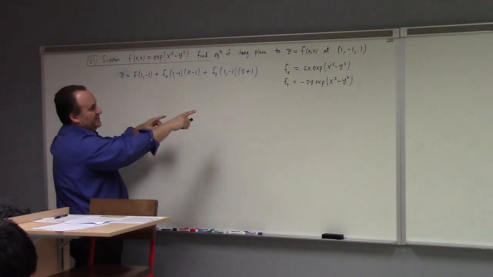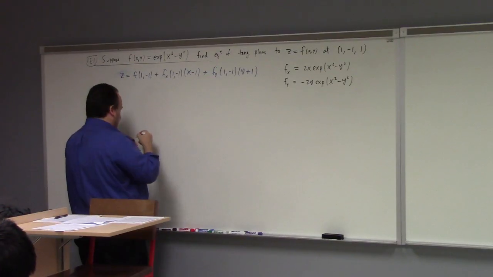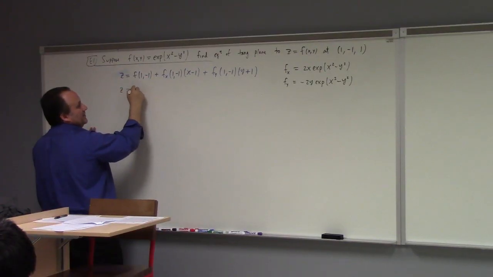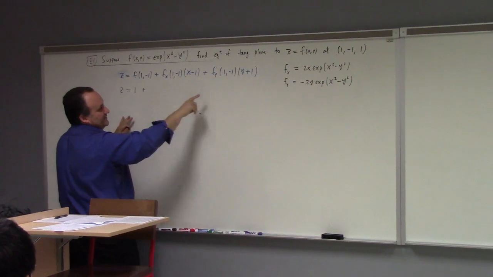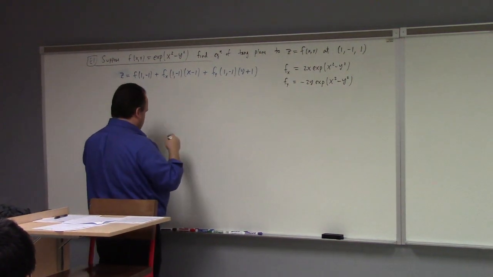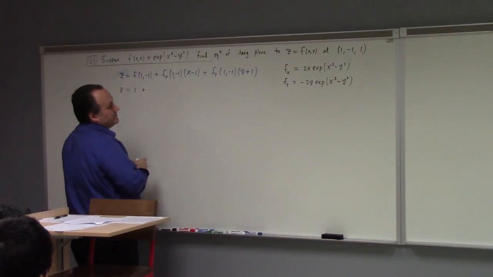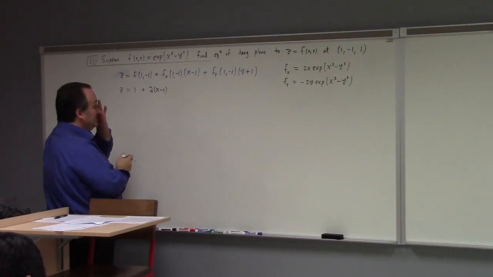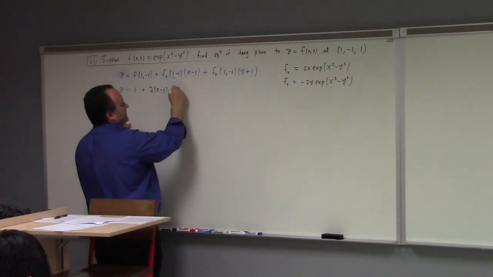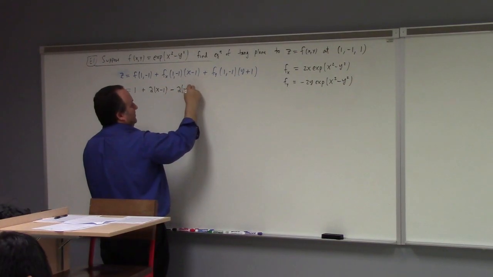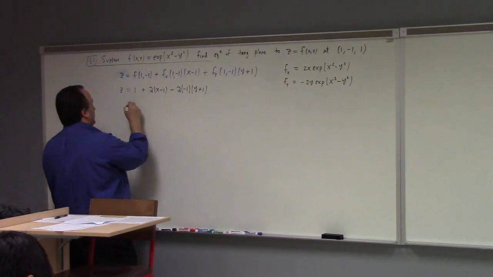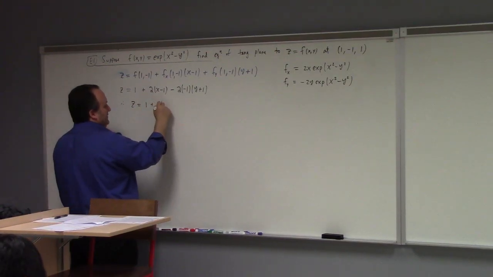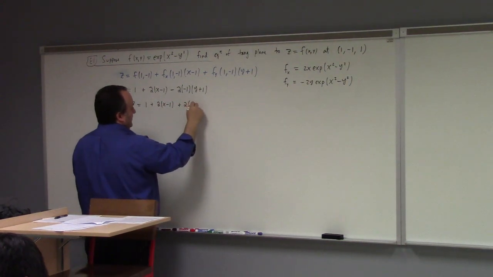And so using those formulas, but evaluating at the point 1 minus 1, what do I have? I've got z is equal to 1 plus what? F sub x of, what is this? We have 2 times x minus 1. And f sub y is what? Minus 2 times minus 1 times y plus 1. All right? So therefore, my tangent plane has equation z equals 1 plus 2 times x minus 1 plus 2 times y plus 1.